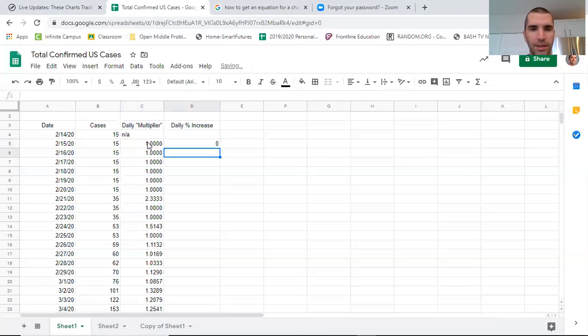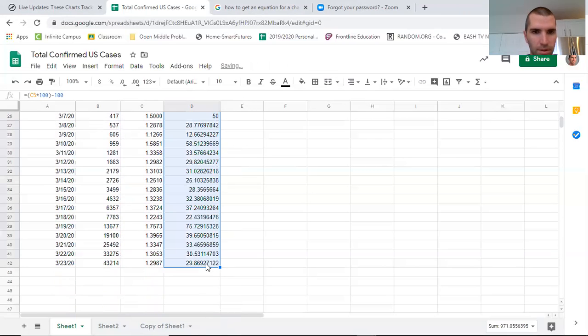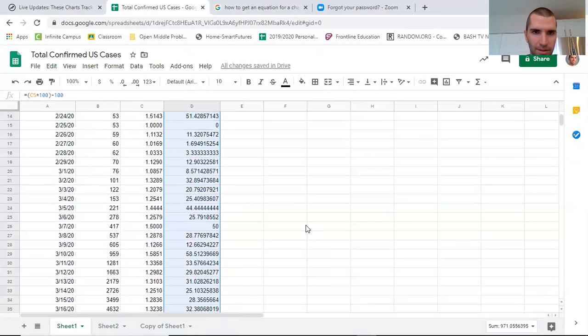When we press enter, this would be 0. That makes sense because our percent increase from 15 to 15 was 0%. We didn't have a change. Again, we can click on cell D5, click on that little box at the bottom, drag it all the way down, and that would copy the formula down. And we'll see our percent increases each time.